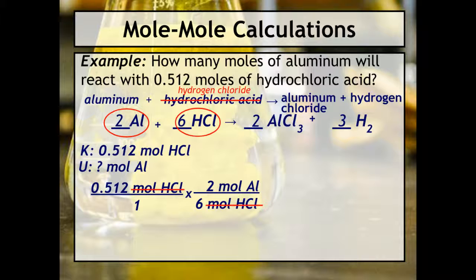They both cancel out, 1 on top, 1 on bottom. I'm left with moles of aluminum. That's exactly what I'm looking for. So multiply 0.512 times 2, then divide by 6, and you'll be left with 0.171 moles of aluminum. I have 3 significant figures given to me. My final answer has 3 significant figures. I labeled my units, moles of aluminum. You are done.